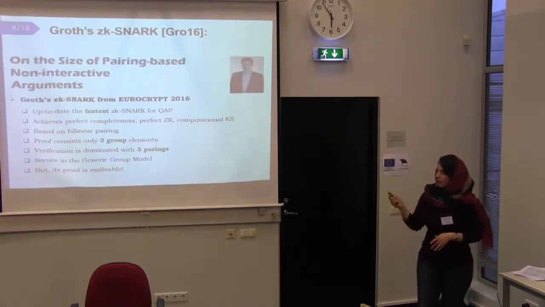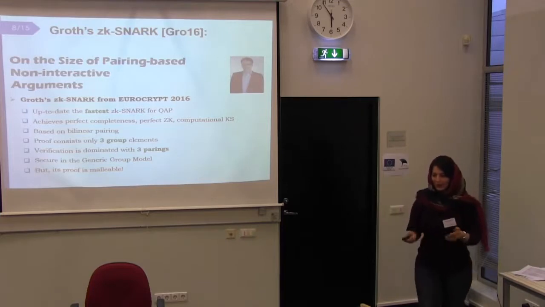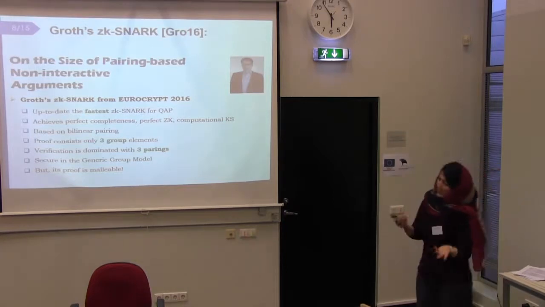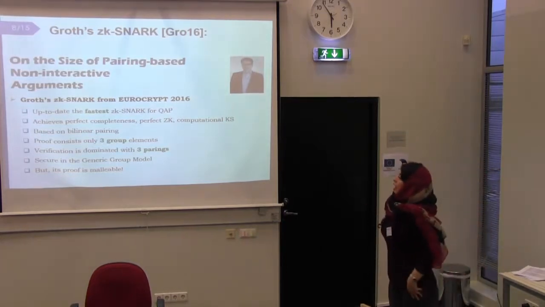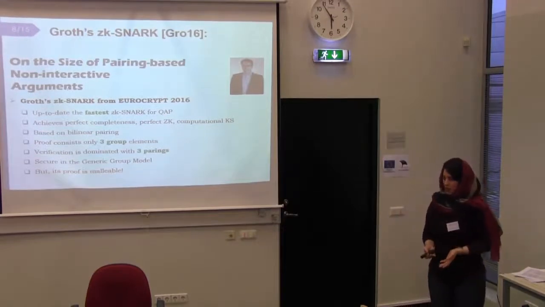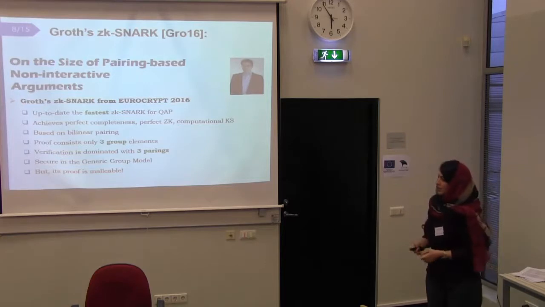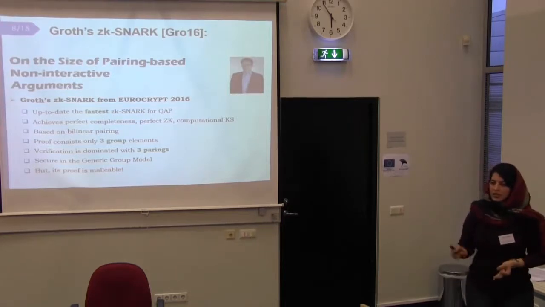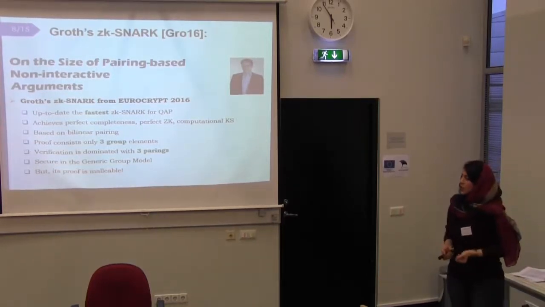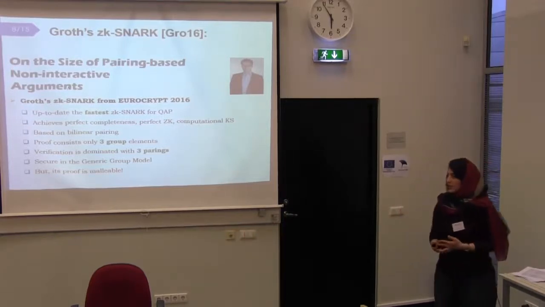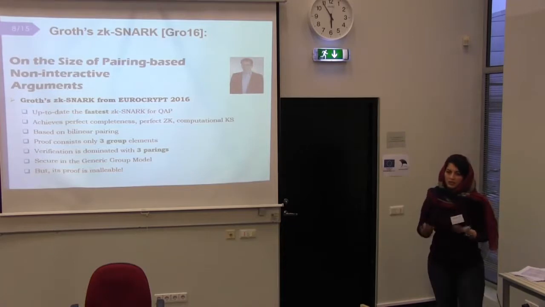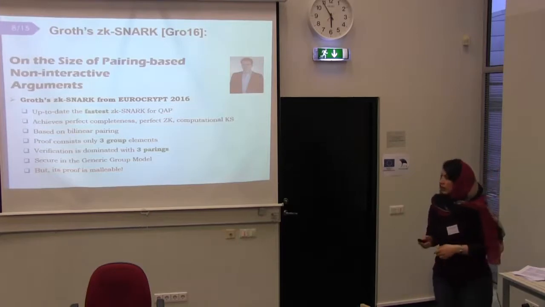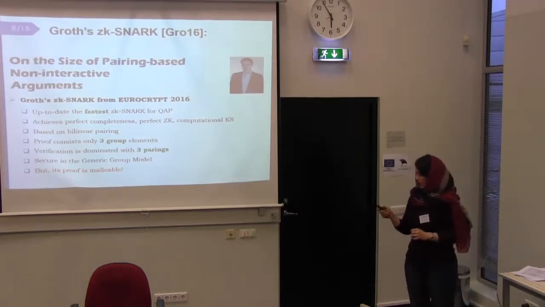I talked a lot about the Groth 2016 zk-SNARK, so it is better to become a bit familiar with it. The Groth zk-SNARK is the fastest one, and it is QAP-based. It achieves perfect completeness, perfect zero knowledge, and computational knowledge soundness. It is based on bilinear pairings. Its verification is dominated by 3 pairings, and it is secure in the generic group model, but the problem is that its proofs are malleable.